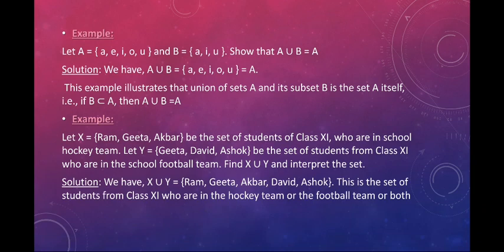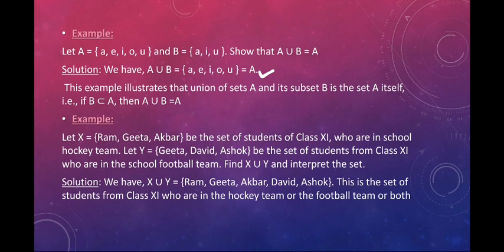Now next example, suppose A is {A, E, I, O, U}, B is equal to {A, I, U}. Show that A union B is equal to A. Obviously, if you do the union of these two sets, it will be the collection of the elements of A as well as B. So it will be the collection of A, E, I, O, U, because the elements of set B are already inside A. So as you can see, the union will be the whole A set.